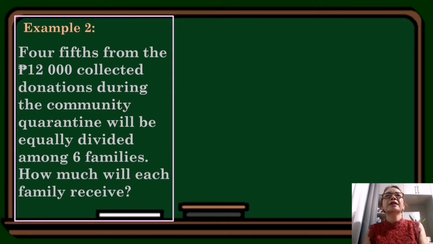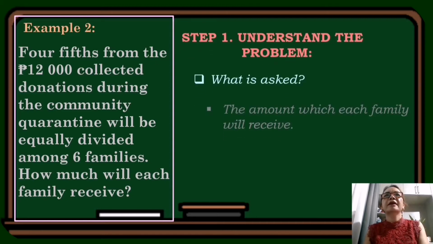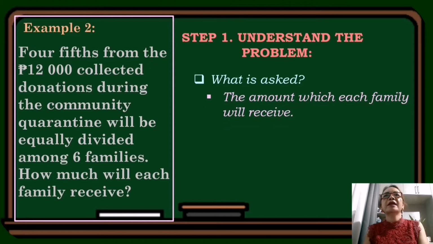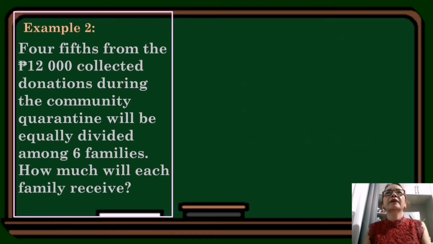Okay, again, let's follow the steps in solving word problems. Step 1, understand the problem. So what is asked? The amount which each family will receive. And then what are the given facts? We have 12,000 pesos collected donations, 4/5 from the donation, and then 6 families.